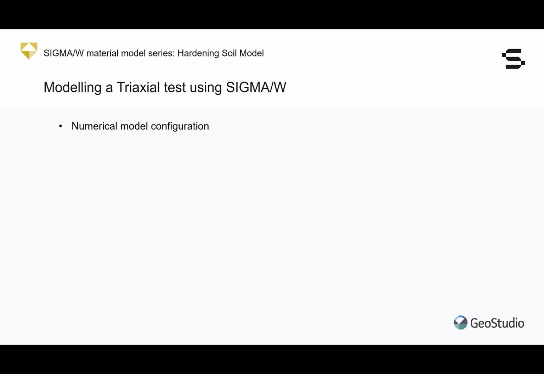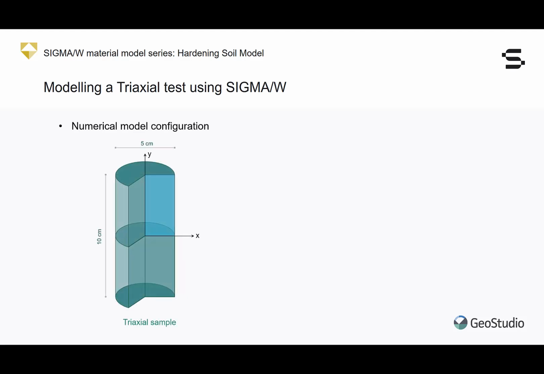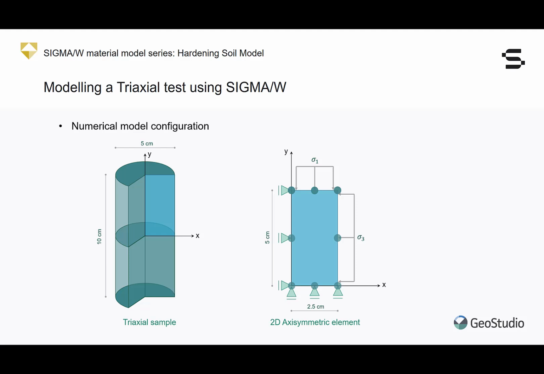The numerical model configuration is based on the geometry and boundary conditions of the triaxial test conducted in the laboratory. A typical triaxial sample has a cylindrical shape with a diameter of 5 centimeters and a height of 10 centimeters. Due to the axisymmetric shape of this geometry with respect to the central vertical axis, we use a 2D axisymmetric geometry in Sigma. The geometry is also symmetric with respect to the horizontal axes, so we can model the top 1/4 of the specimen. An 8-node single-element model is considered for this resulting rectangle.